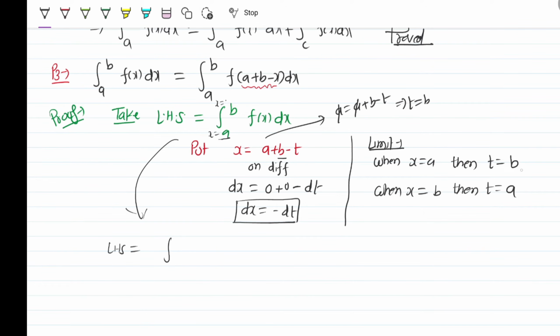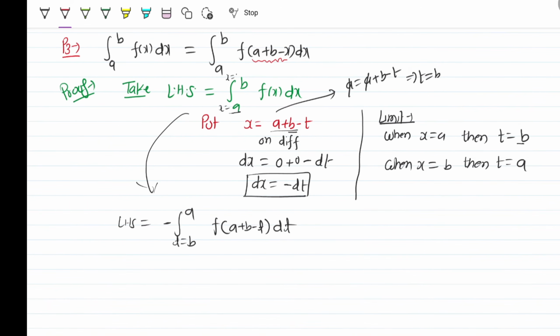Corresponding to a, the t value is b. So limits t from b to a, f of, and x value we are using a plus b minus t, a plus b minus t, and dx value is minus dt. So this minus I can use here, dt.